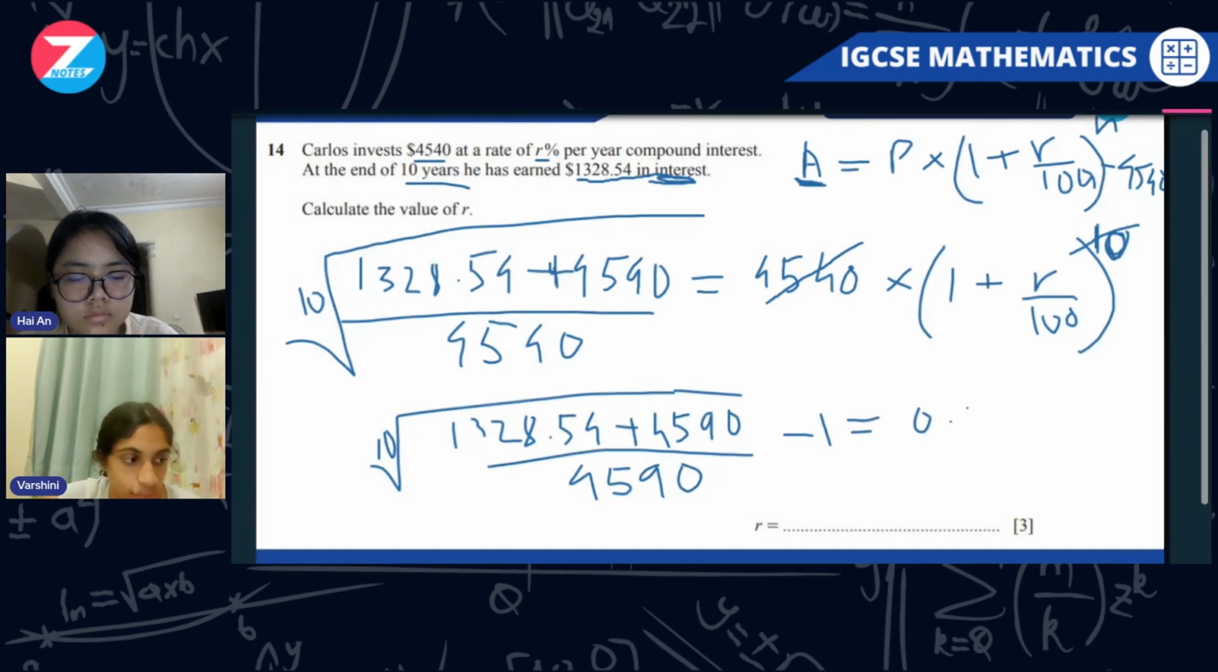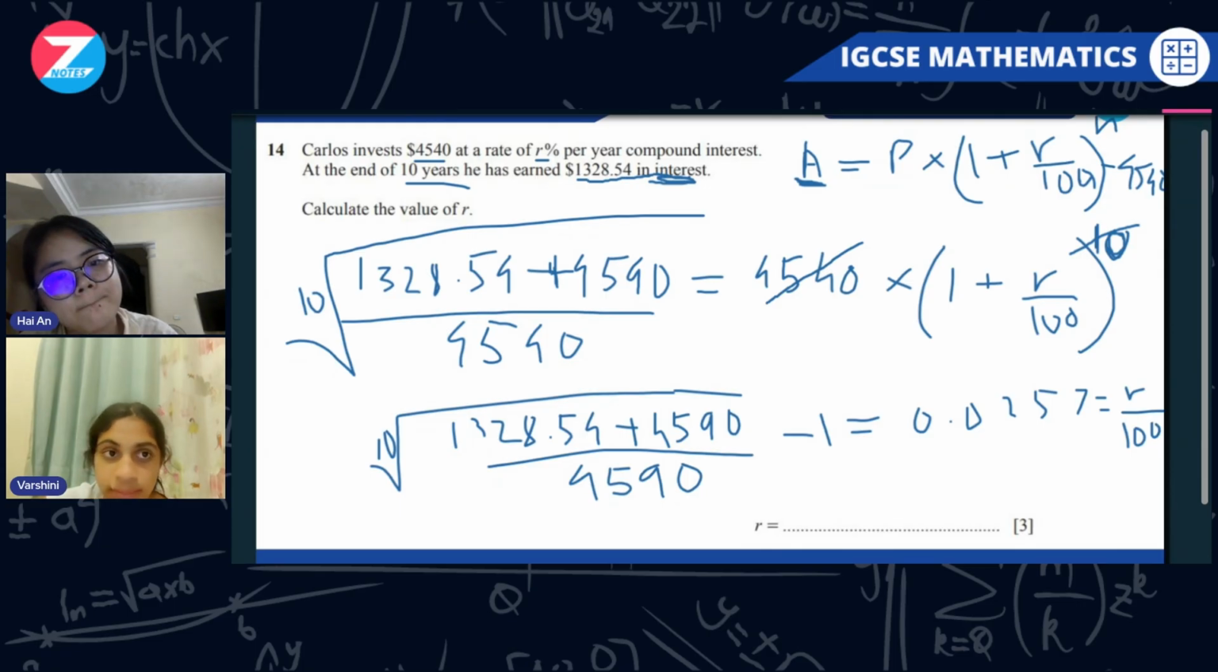Okay, 0.025. You should get something like this. Okay, and now that we have this, we know this is equal to r by 100. So now to get rid of the 100, all we have to do is multiply both sides by 100. Okay, so when you multiply both sides by 100, we're going to get 2.57.